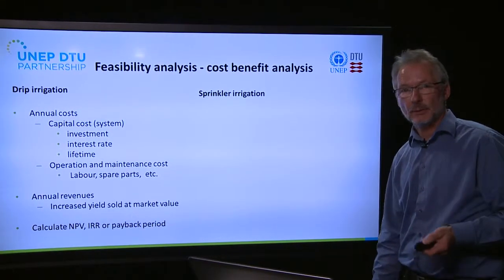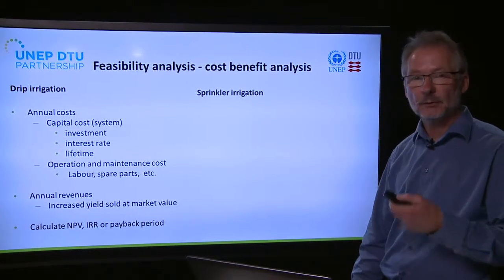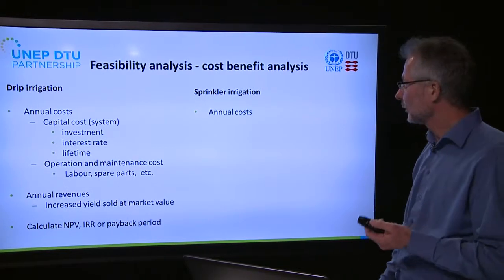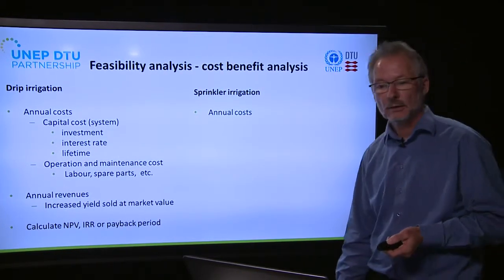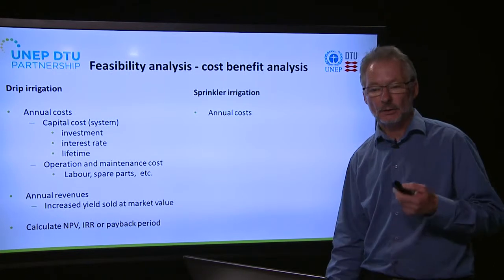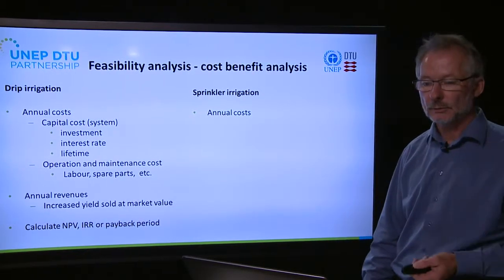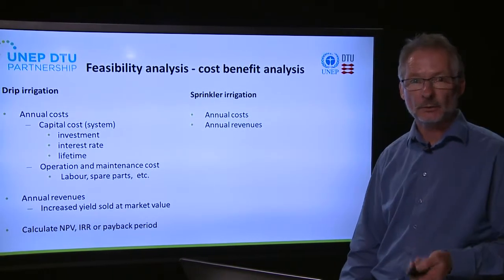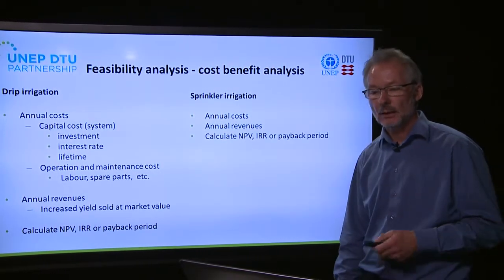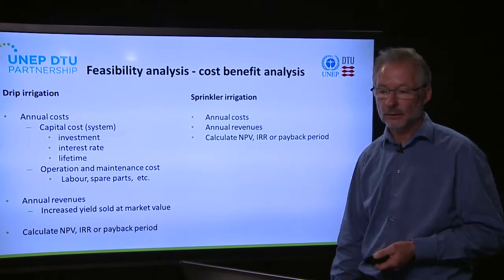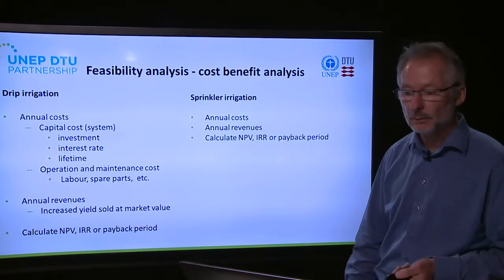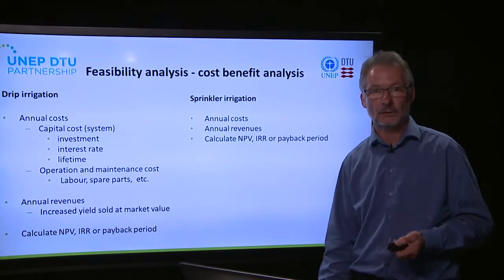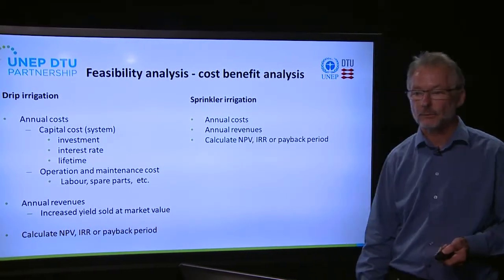In some cases, as mentioned before, drip irrigation would best be compared to sprinkler irrigation. And in this case, we would again look at the annual costs consisting of capital costs and operation and maintenance costs, exactly as we did for drip irrigation. We will look at the annual revenues, and we will compare that also to the baseline of no irrigation, and we will calculate the net present value and the internal rate of return and the simple payback period, and we will now compare the costs of the two technologies.